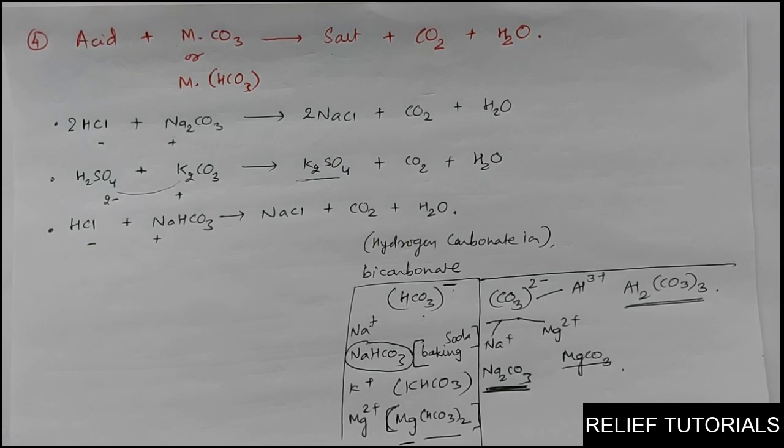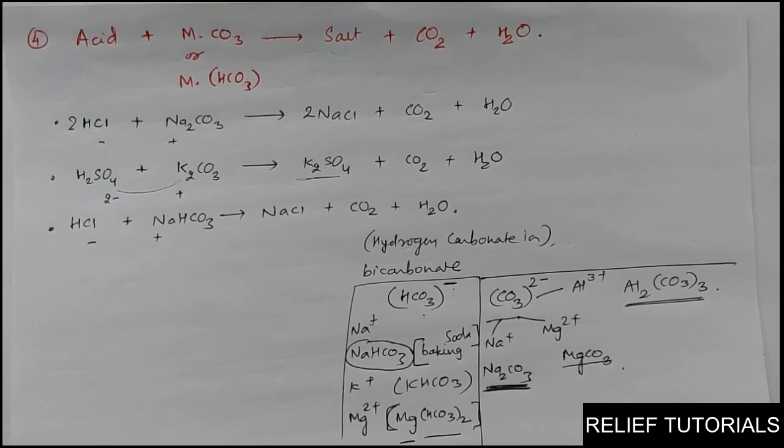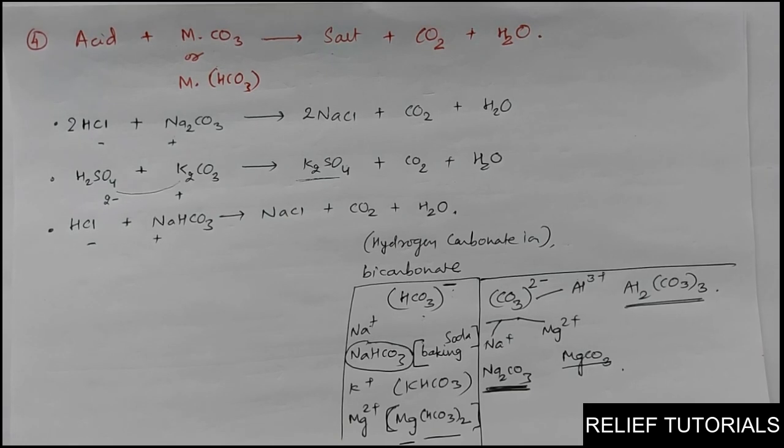So 4 different types of chemical properties of acid we have seen. In the next lecture we will see the chemical properties of base. Please prepare the notes regarding all this information, it will be very helpful to you. Be practicing. Best of luck.